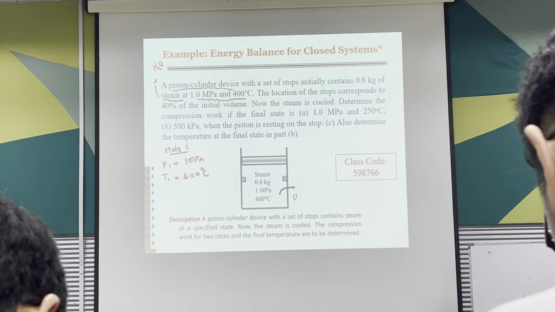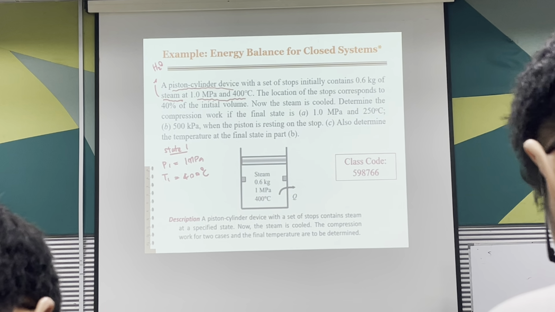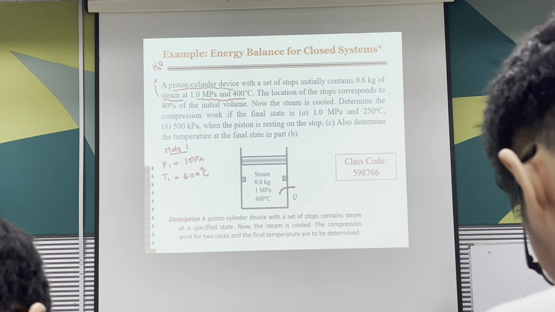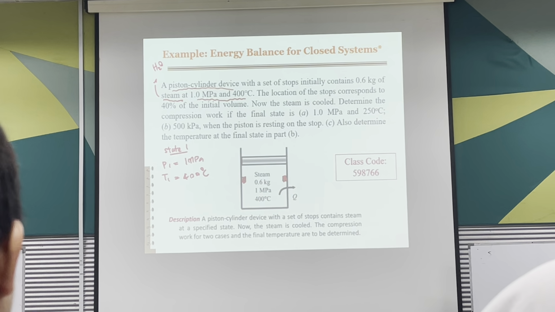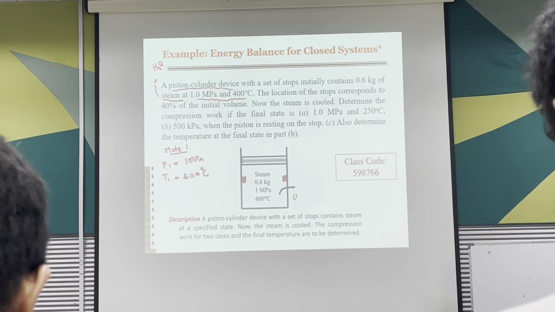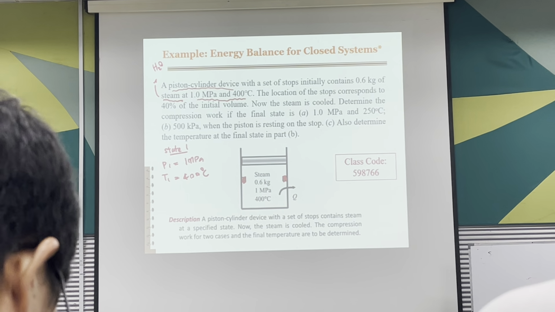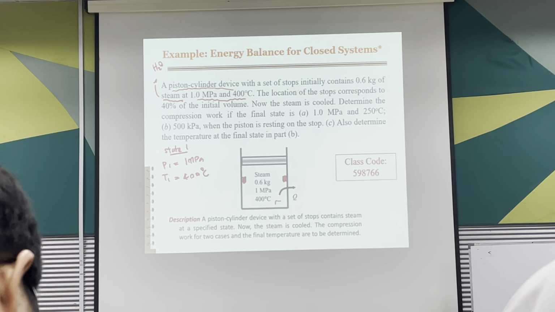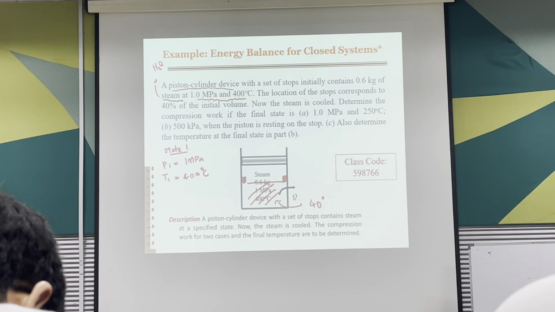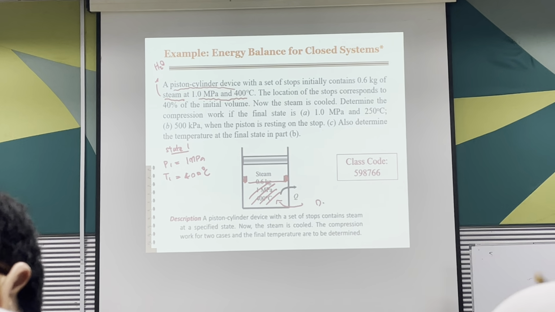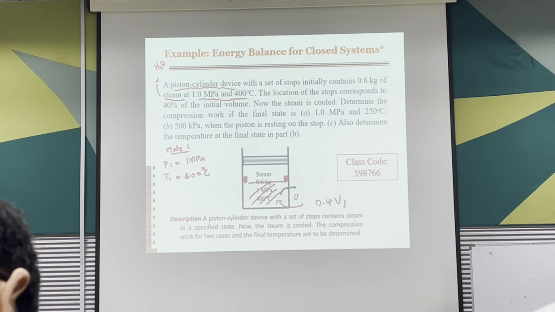Okay, then the location of the stops corresponds to 40% of the initial volume. So we have a pair of stops here. Basically, they will stop the piston when it moves and reaches that location. And you are told that this location here is 40% of the volume, or meaning 0.4 of the initial volume.